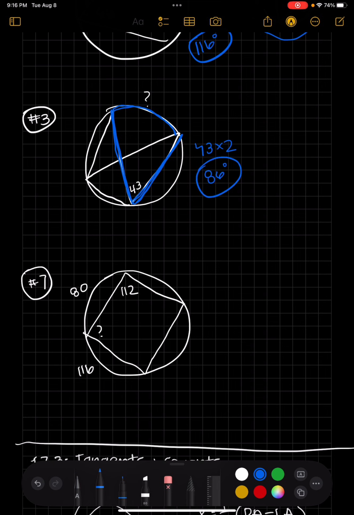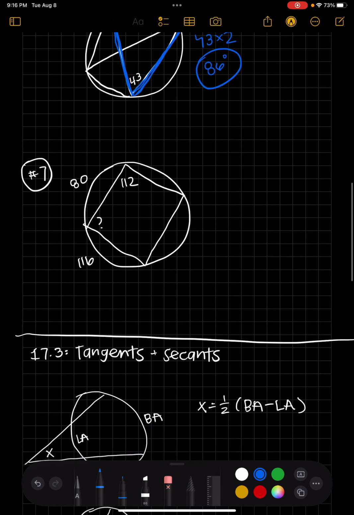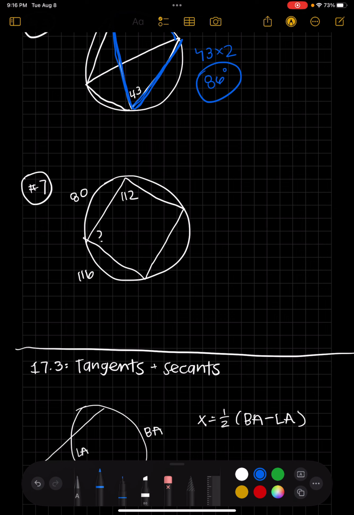All right, and then number 7 is a little bit more complicated. It's still really similar though. I'm going to try and use some different colors on this, but we'll see how it goes. The first thing I'm going to do is look at this angle right here. We know the angle on the outside is 112. So the angle that it creates on the outside, which should be this one, will be 112 times 2, which is 224. So I'm going to write 224.